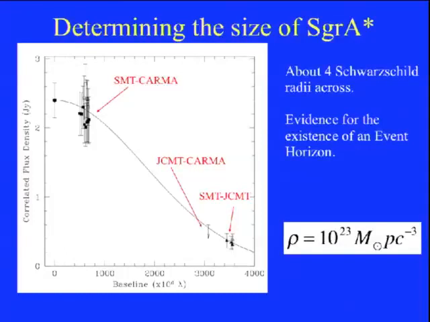This is also very good evidence for the existence of an event horizon, because when something is that small, and if it didn't have an event horizon through which things would disappear forever, if it had a hard billiard ball surface, that surface would begin to glow. But we don't see the expected glow from Sagittarius A star. So this is very good evidence that we actually are seeing an event horizon for this source.